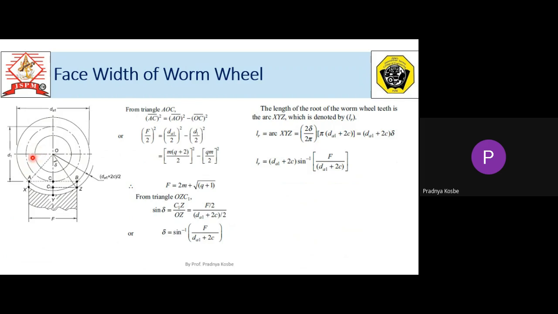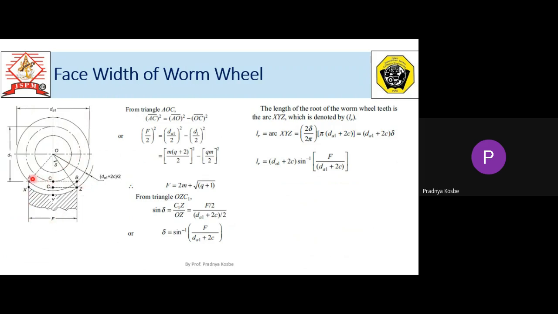So you can see the pitch circle diameter is shown by a center line. D1 is the pitch circle diameter and DA1 is the outside diameter of the worm. Now tangent AB is drawn at the pitch circle. So this is the point of contact at point C to the pitch circle, and it is intersecting at points A and B on the outside diameter of the worm.